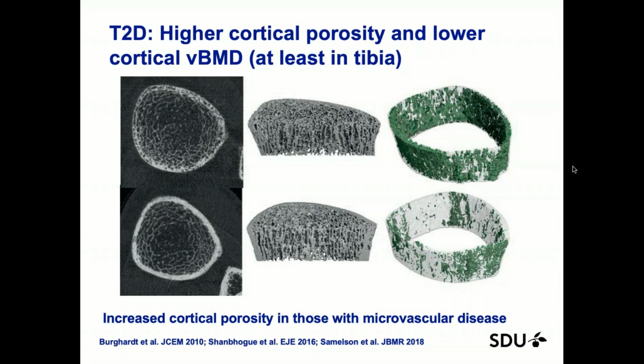Now, when it comes to type 2 diabetes, there are several studies using this machinery, and the general thing is that the investigators have reported increased cortical porosity, including those with microvascular disease, indicating that type 2 diabetes may have a particular bearing on cortical bone, which could reflect an impairment in bone strength, and then perhaps explain why fracture risks are increased in patients with type 2 diabetes.